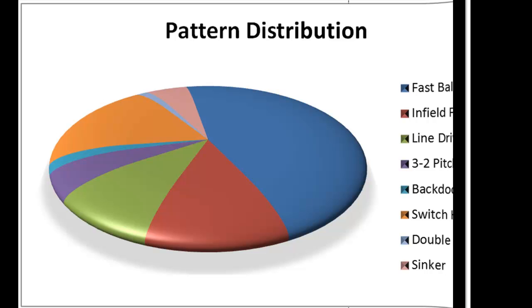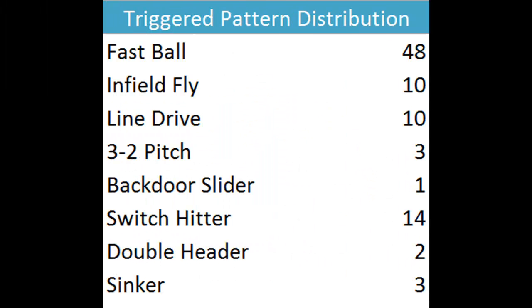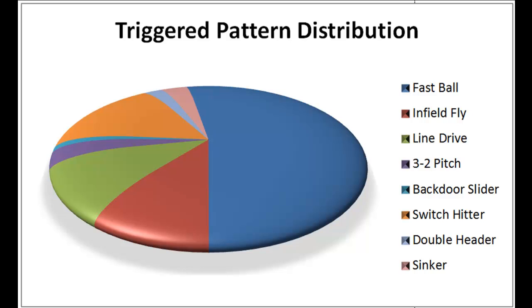Of the patterns that set up, we had 48 fastball triggers, 10 infield fly, 10 line drive, 3 3-2 pitch, 1 backdoor slider, 14 switch hitter, 2 doubleheader, and 3 sinker. Looking at a graphical representation of the triggered pattern distribution shows us that the proportions from setup to trigger have been roughly maintained, with the fastball pattern represented by just slightly more than half the pie in terms of triggered trades, and infield fly, line drive, and switch hitter triggering with just about equal frequency.